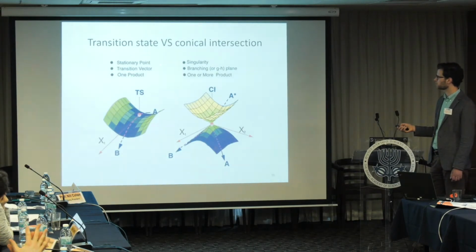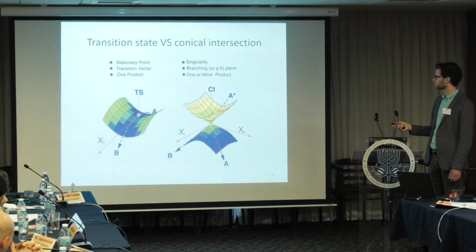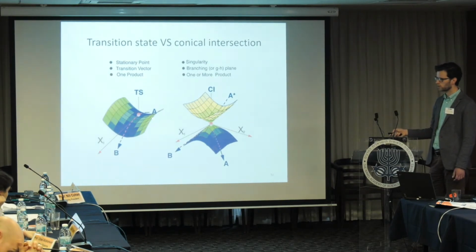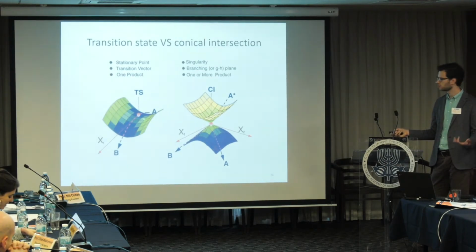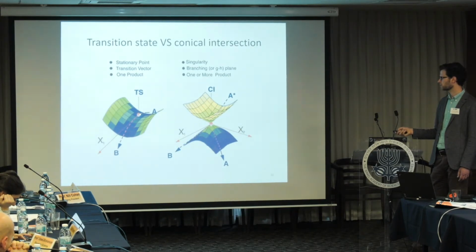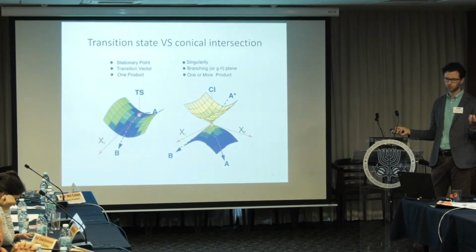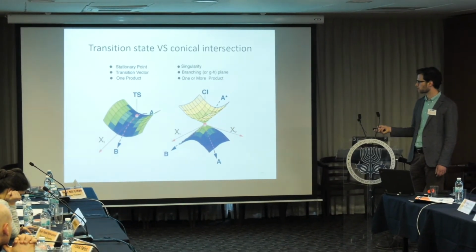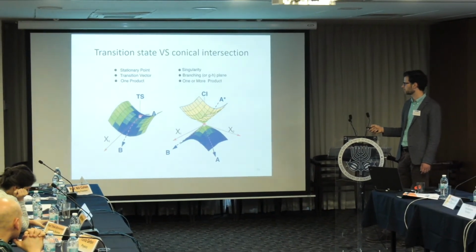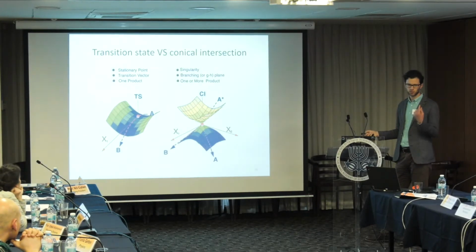But before, I will briefly explain what a transition state is and what a conical intersection is. When we go through a chemical process, if we start with the reactant A and reach the product B, we usually go through a transition state, which is a stationary point on the potential energy surface, and it's characterized by a transition vector which describes the direction from A to B. And it allows you to reach one product.